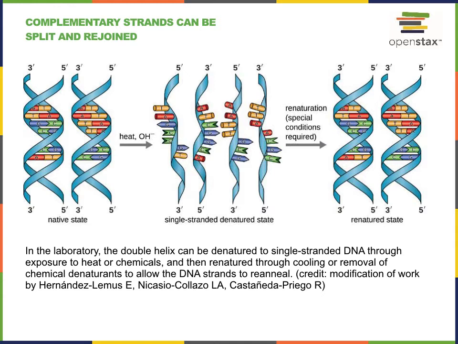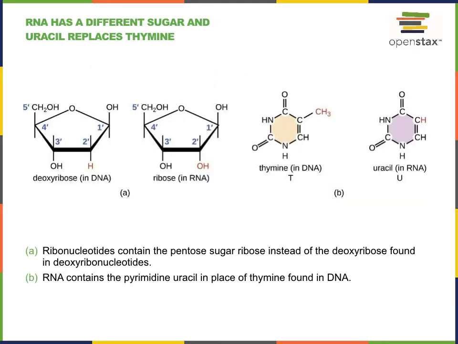At the same time that the structure of DNA was being determined, the structure of RNA was also being determined. And RNA is ribonucleic acid. It's just slightly different from DNA. It's also made of nucleotides, but in the case of RNA, there's a different sugar. The sugar is ribose instead of deoxyribose, so it has an extra oxygen atom. And then the pyrimidine uracil replaces the pyrimidine thymine in RNA.